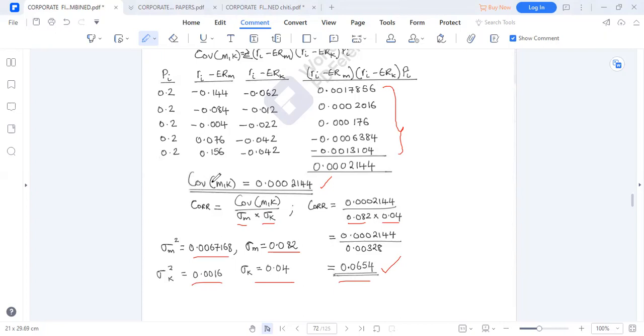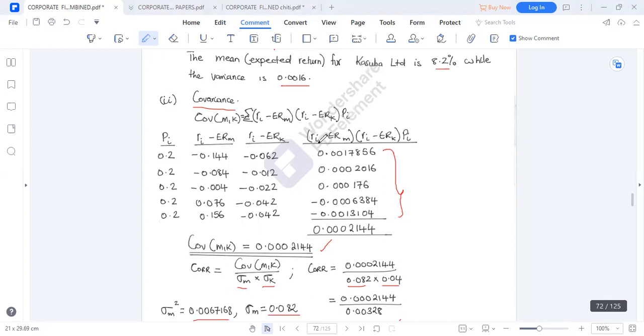Deviations. Covariance is for two assets. You can't find the covariance for one asset. So this one was the expected return for Masupa, and this one was the return for Kasuba. You multiply by the respective probabilities, so you get this. This is the covariance for M and K, for both of them. So the formula for correlation is what? The covariance for both of them divided by the standard deviation for each of them, A and B. That's how it's moving.